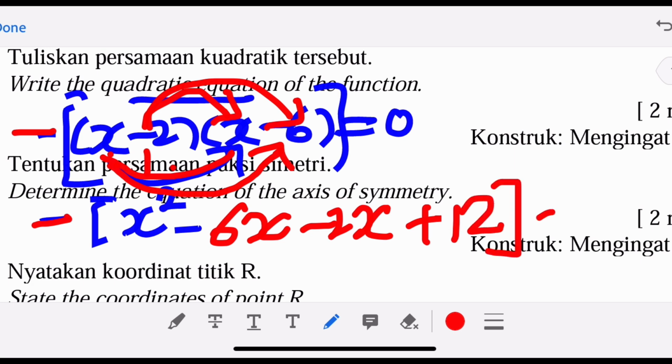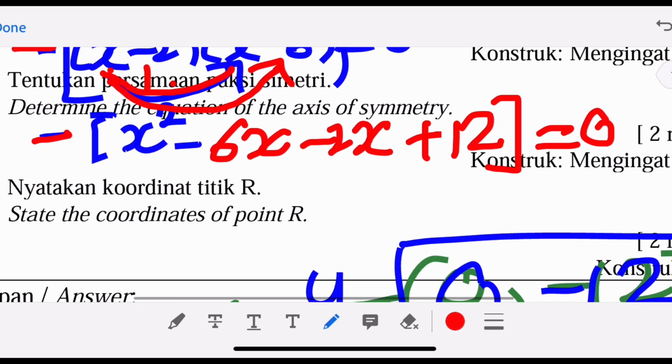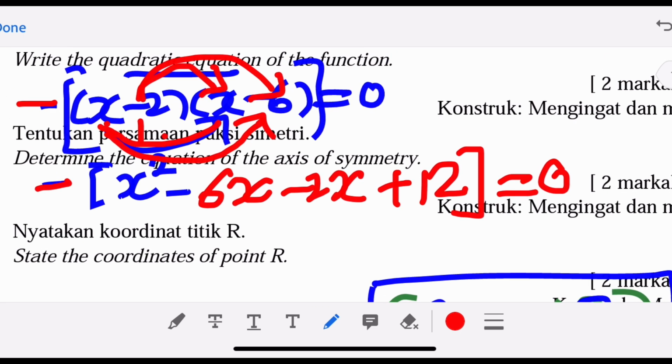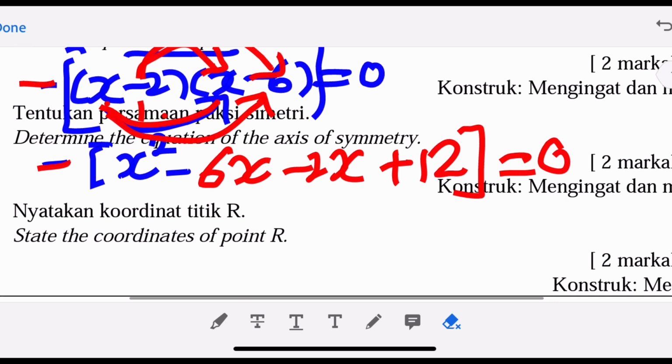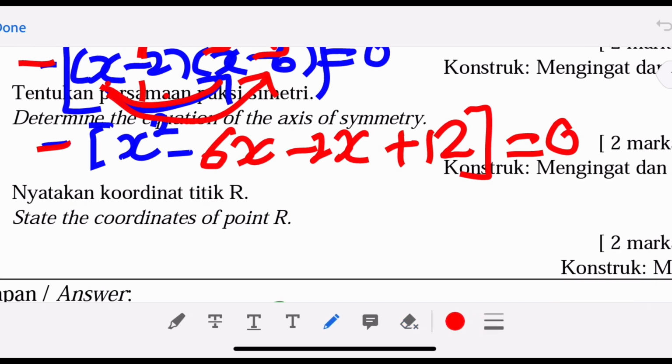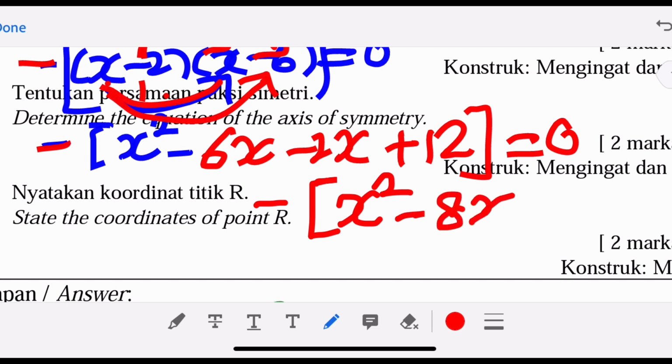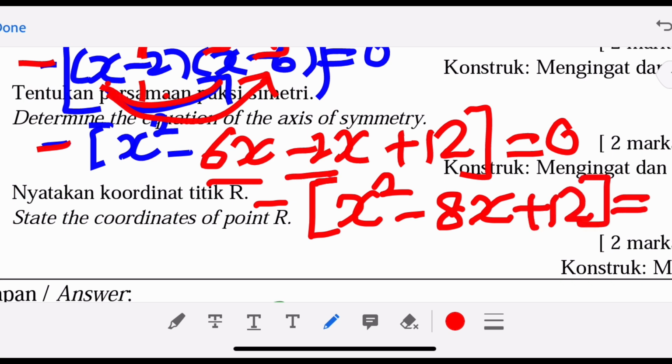For those of you who fail your maths, you have to study how to do expansion. You don't understand, you text me. You need to practice a lot. If not, you will have problems. Don't wait until December, then you start to panic. Now is the right time. When you are free, you do maths.